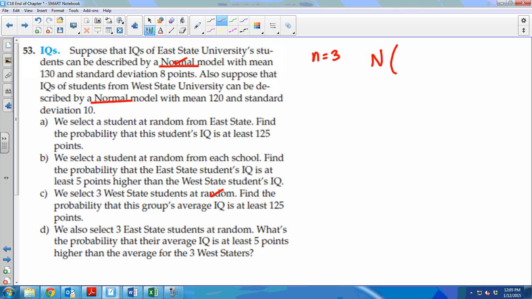The mean for West State is just 120, right? So we're doing a sampling distribution model for the mean, so it's just 120. What about the standard deviation? 10 divided by the square root of 3, which happens to be 5.77. Now it's asking us the probability that this group's average IQ is at least 125 points.